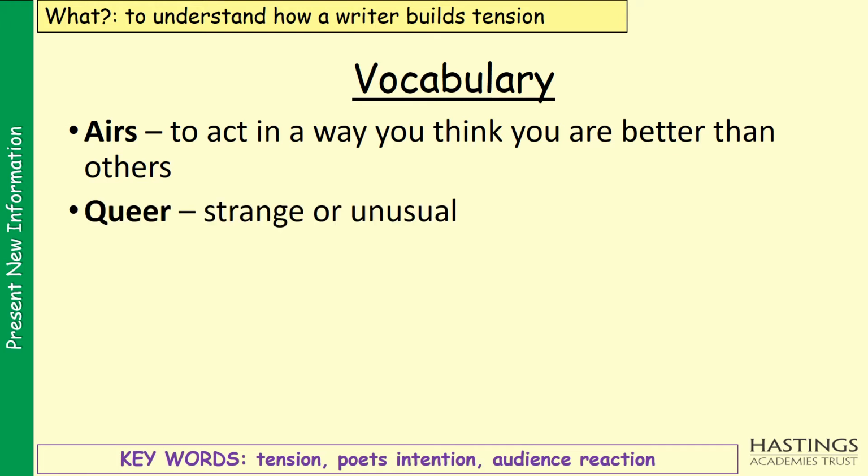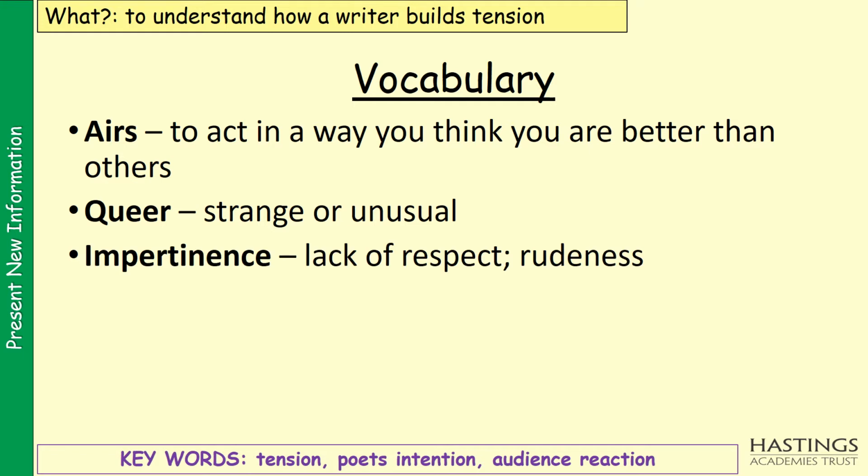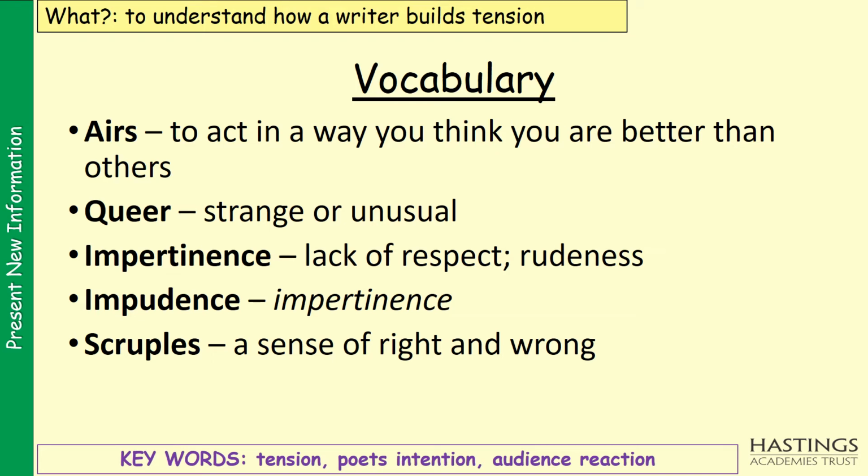Queer in this context means strange or unusual. Impertinence means a lack of respect or rudeness, which is said by Mrs. Birling, and then Mr. Birling says impudence, which is very similar to impertinence. And scruples is having a sense of right and wrong. So Mrs. Birling, talking about Eva Smith, uses the word scruples. So you can just write these words down, and the definition if you don't know these words already. So just pause the video here.